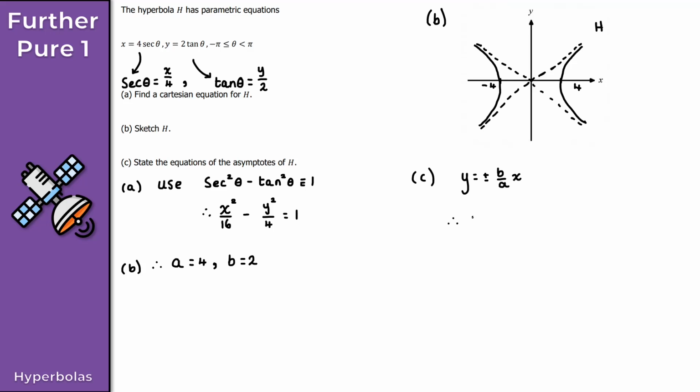As we can see then, y is equal to plus or minus, so it's b over a, so it's 2 over 4, which is just the same as a half, right? 1 over 2. We get 1 over 2 x there. Okay, so we get y equals a half x and y equals minus a half x there. That gives us the equations of the asymptotes of H. So that gives us the solution there to part C. And that actually gives us the solution then to the very last question here, question 2. And that brings the end then of this video here on hyperbolas.